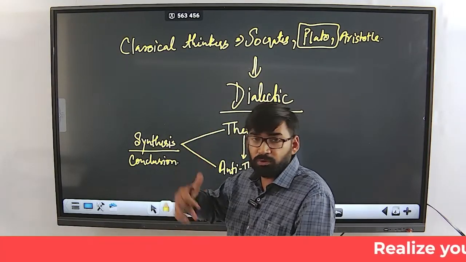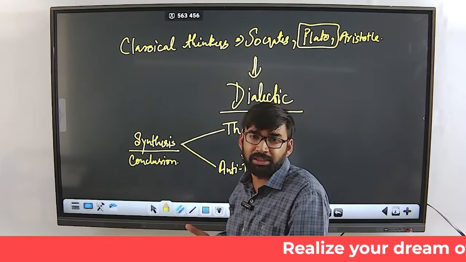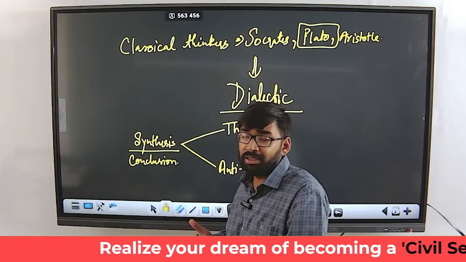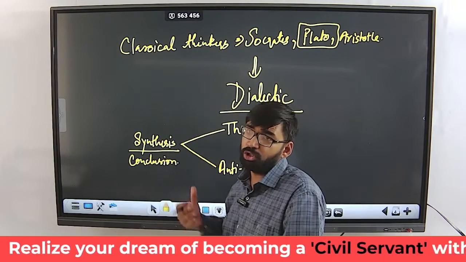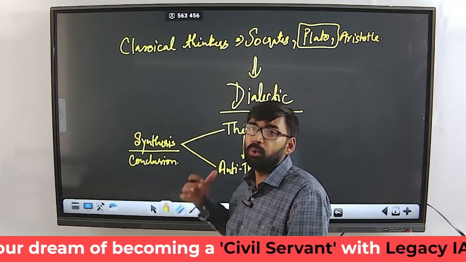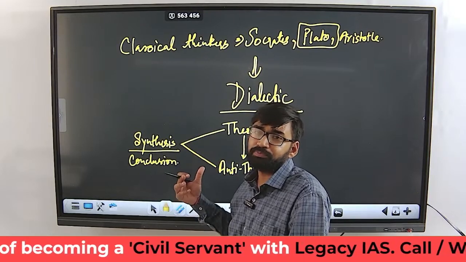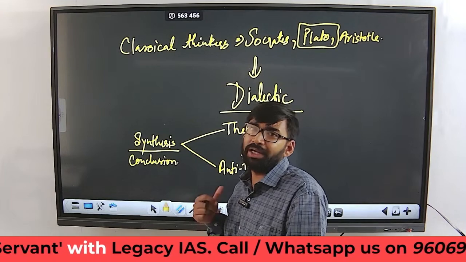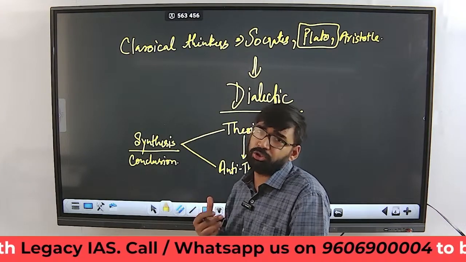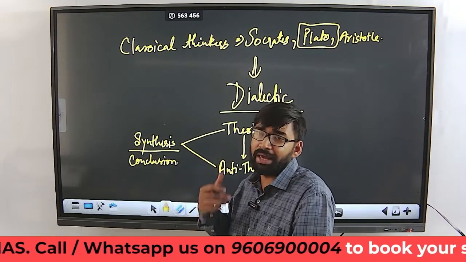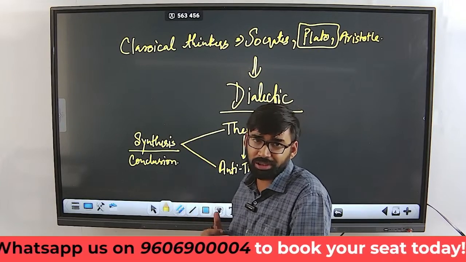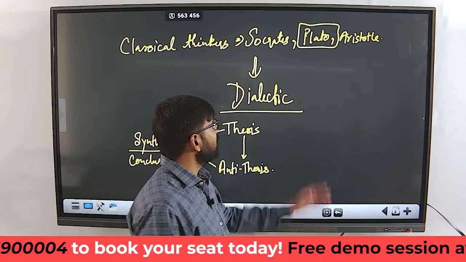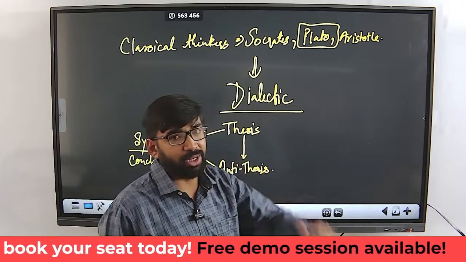Socrates used to teach the students, and he started the process of dialectics. This process was not liked by the ruling class of Athens. Getting my point? That is why the ruling class punished Socrates and gave him the hemlock, which is full of poison. This resulted in the death of Socrates, and the disciple of Socrates was Plato.